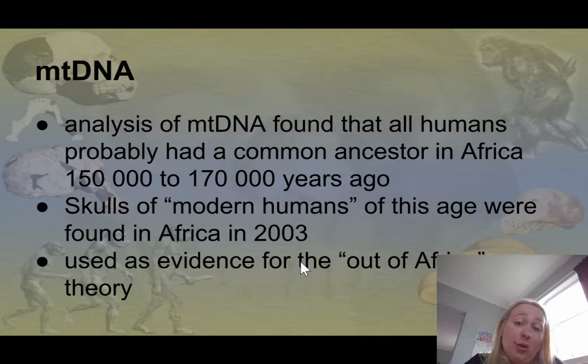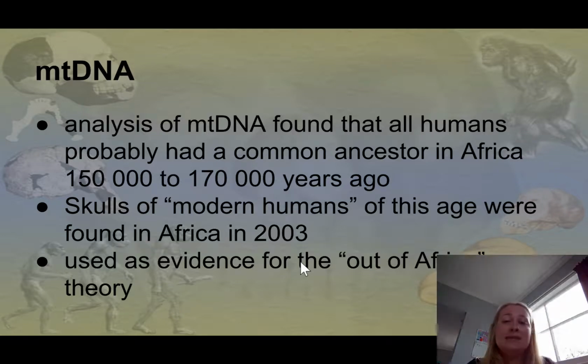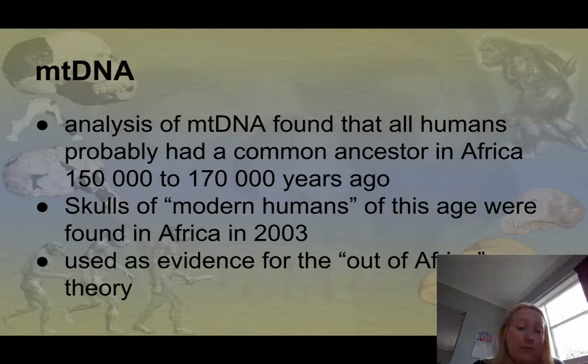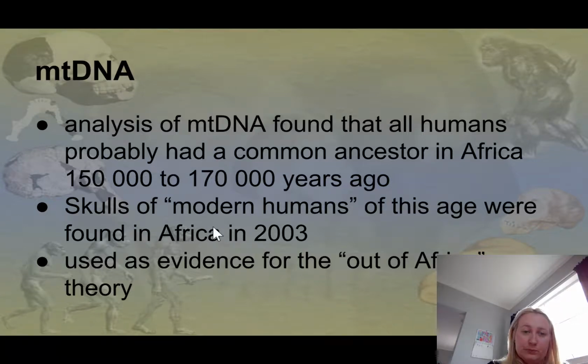So an analysis of mitochondrial DNA found that all humans probably had a common ancestor in Africa somewhere around 150 to 170,000 years ago. So skulls of modern humans of this age were found in Africa in 2003. Mitochondrial DNA is used as evidence for the out of Africa theory that we're going to look at in a few weeks, which talks about when humans moved out of Africa and started living in other parts of the world.